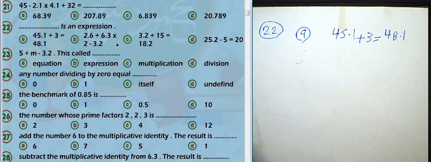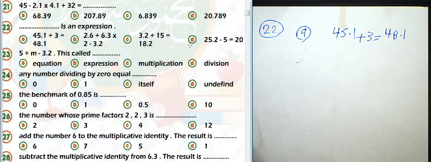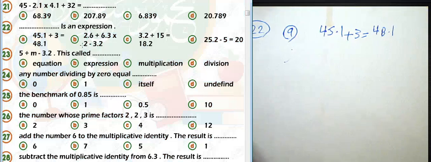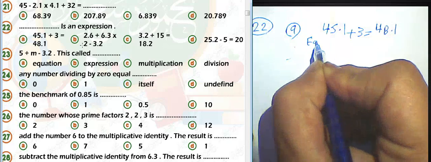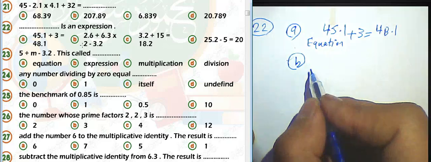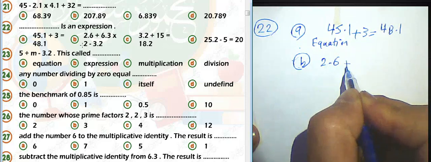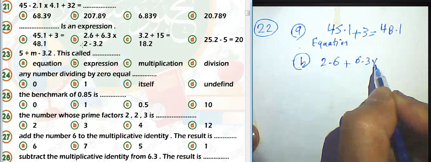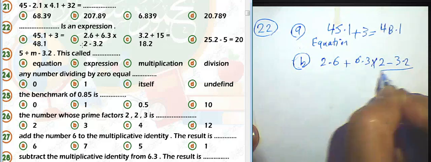And B here is an equation, not an expression. So we must choose letter B. Okay, so about question 22, A is an equation. And letter B for question 22: he asked about 2.6 plus 6.3 multiplied by 2 subtract 3.2, which is an expression.